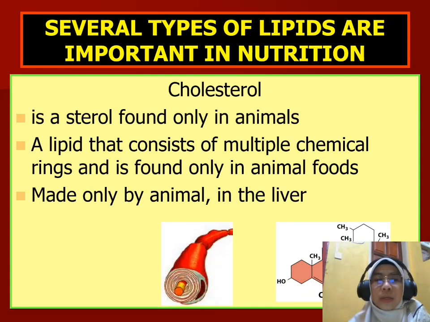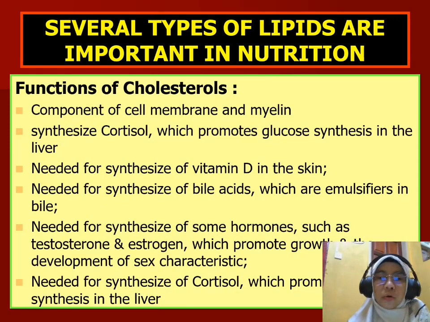such as cholesterol. We know cholesterol is found only in animals, and it is a lipid that consists of multiple chemical rings and is only found in animal food. Okay, made only by animals in the liver. Okay, this is cholesterol. What's the function of cholesterol?